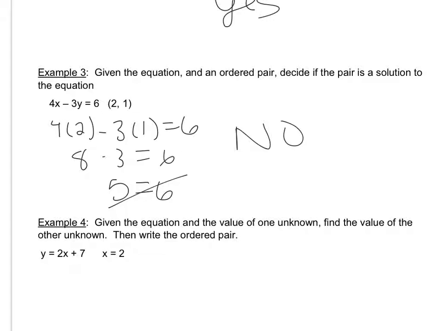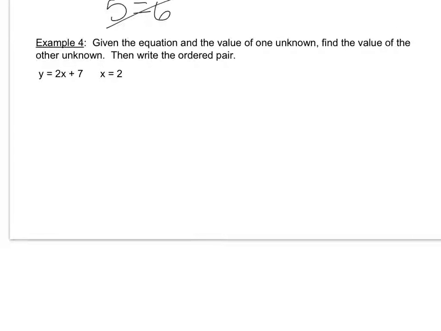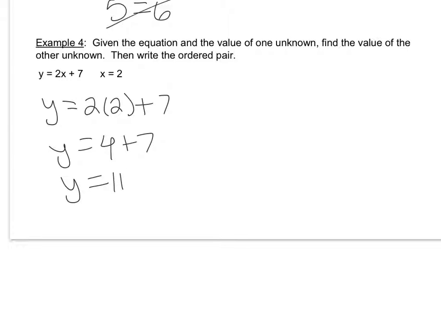Okay? So when they give you the ordered pair, you plug in the x, you plug in the y, calculate. And see, does the left side equal the right side? Okay? Now it says, given the equation and the value of an unknown, find the value of the other unknown, then write the ordered pair. So, it told you x equals 2, so you plug it in, calculate. Now it says, then write the ordered pair. So the final ordered pair is 2, 11.